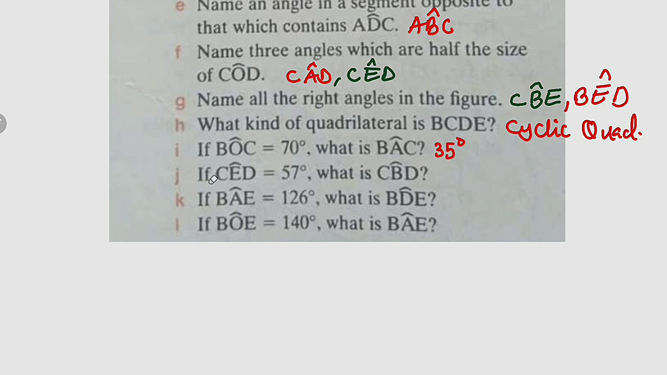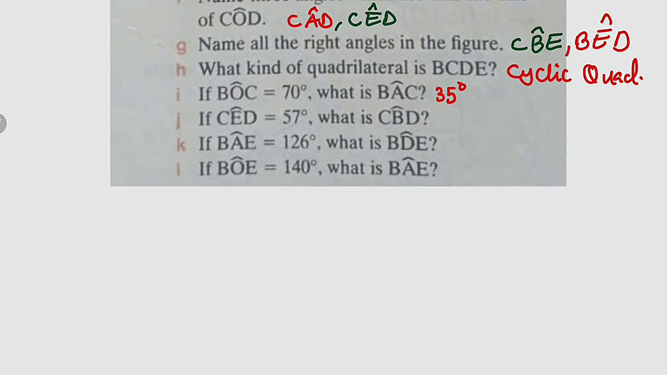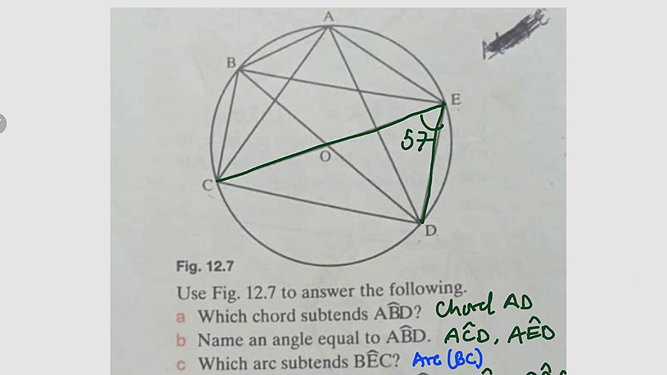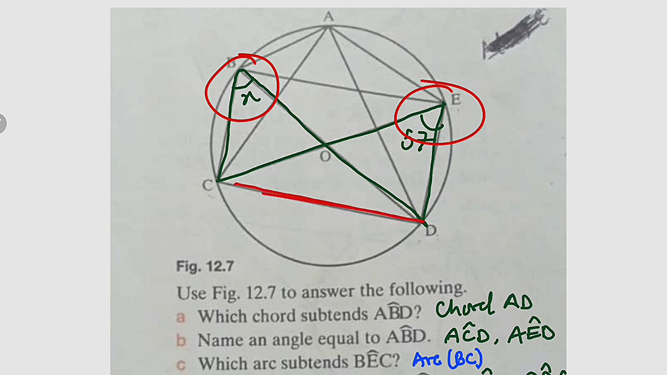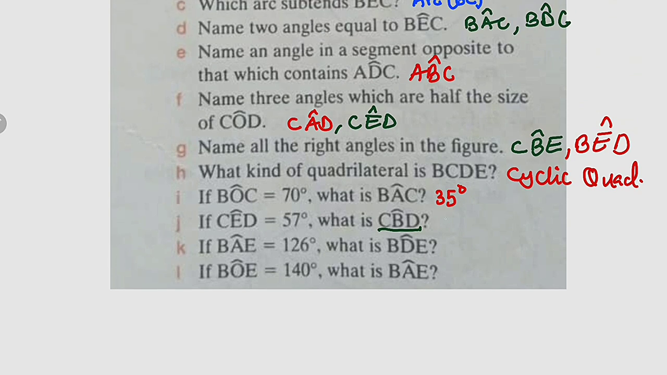Next, if angle CED is 57, let us locate it. CED, this is 57 according to them. What is the measure of angle CBD? We're talking about this particular angle. Let me call it X. If you observe, both this angle and this one are subtended from the same chord CD. Therefore, they must be equal. This must be 57 as well because all of them are subtended from the same chord and lie on the circumference. So the answer is 57.